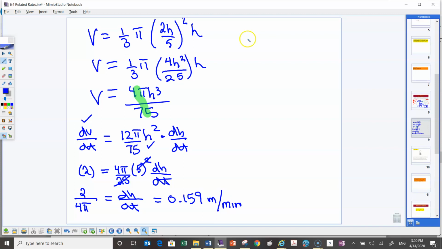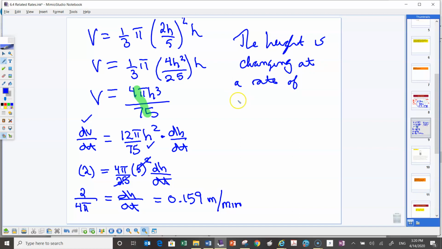So therefore, you'd say the height is changing at a rate of 0.159 meters per minute. Now, how do I know it's meters per minute? Because it's change in height over time, and height is one-dimensional. You could have left your units in, and they would have canceled out to become meters per minute, but in this particular case, I just plugged the numbers in and worked out the final answer.